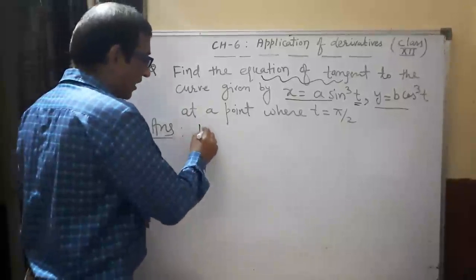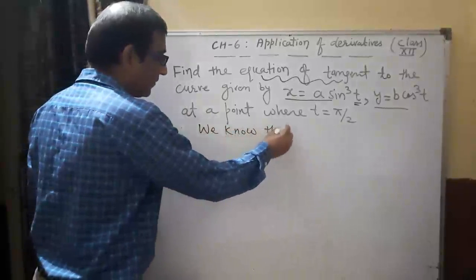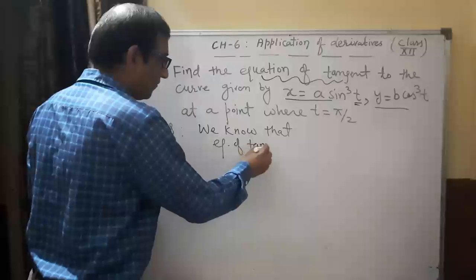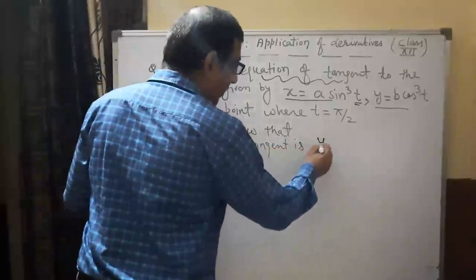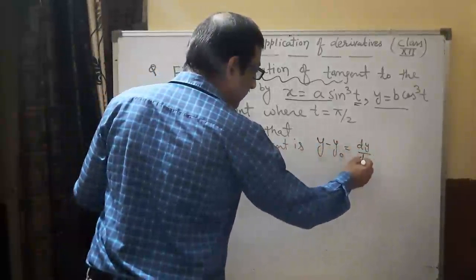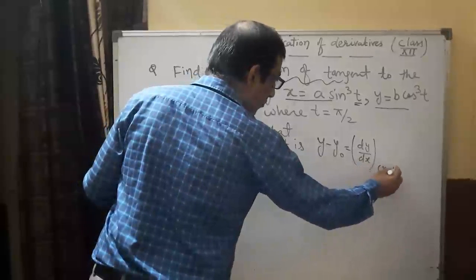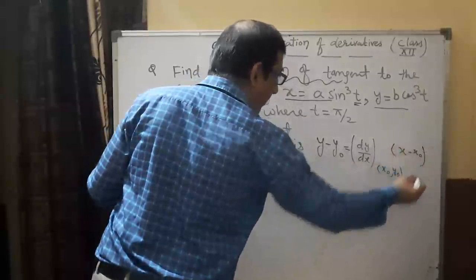First we will write down, we know that the equation of the tangent is y minus y0 equals dy/dx, passing through the point (x0, y0), times (x minus x0).